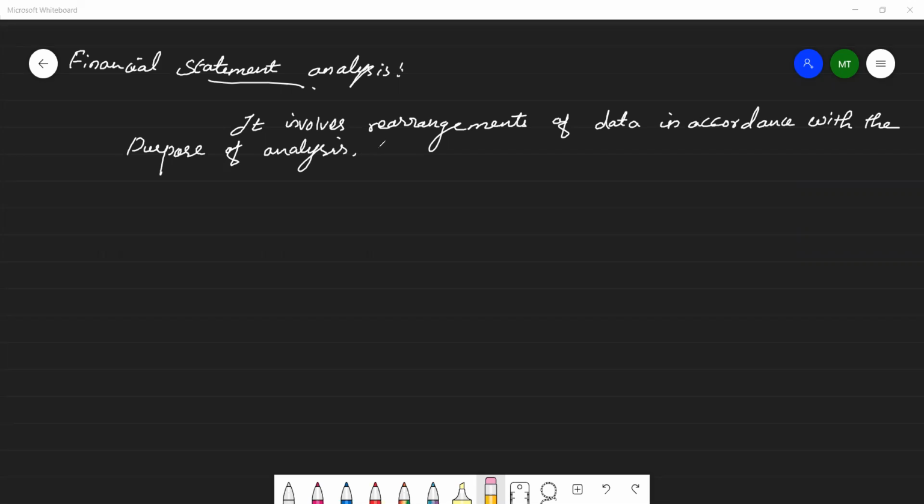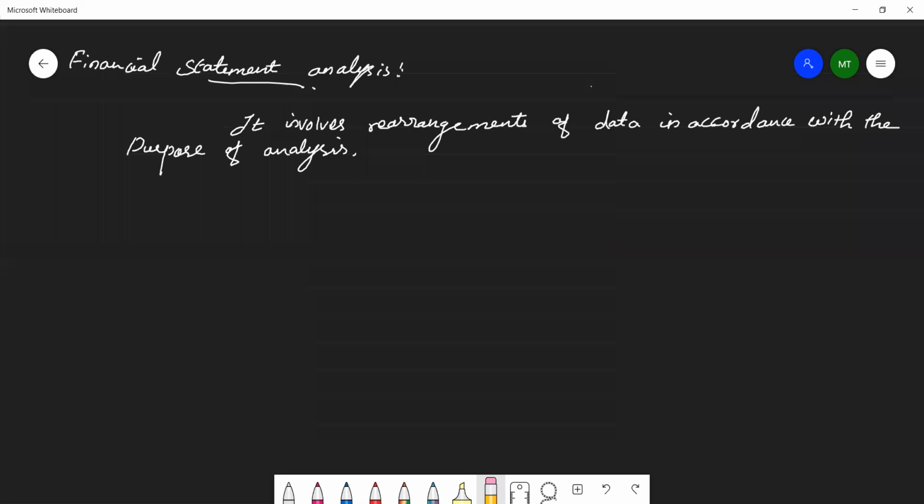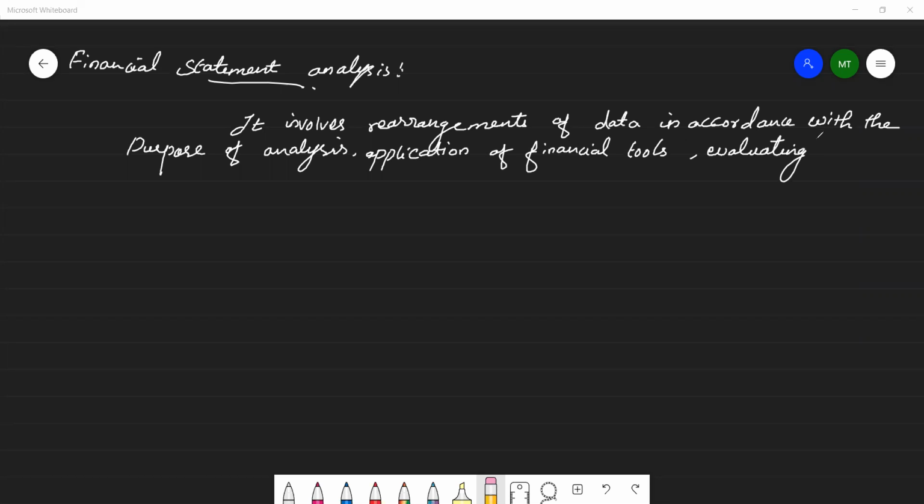It is the application of financial tools, evaluating the relationship among the component parts, and drawing conclusions based on the analysis.